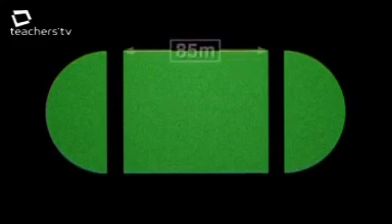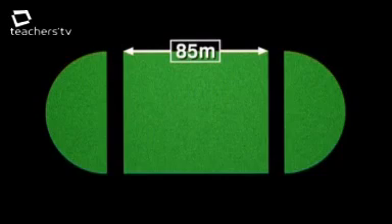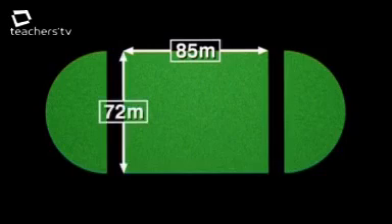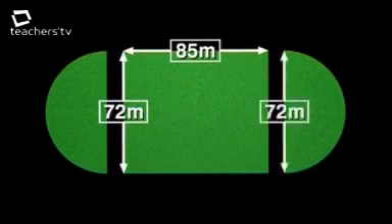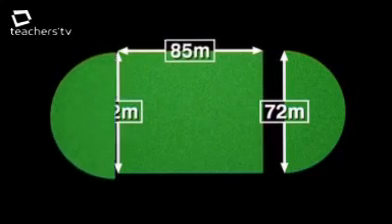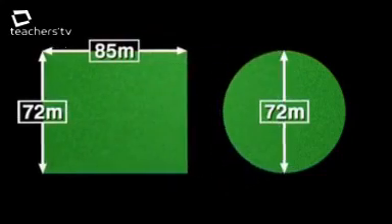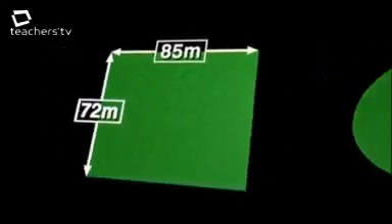The length of the straight, which is 85 metres, is the same as the length of the rectangle. The distance between the two straights, which is 72 metres, is the width of the rectangle, and that's also the diameter of the end semicircles. The total area is the area of the rectangle plus the area of the circle, made by the two semicircles.